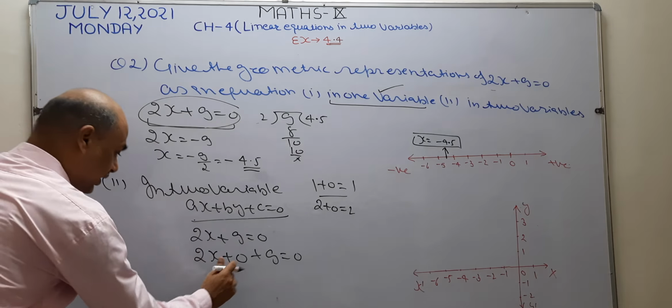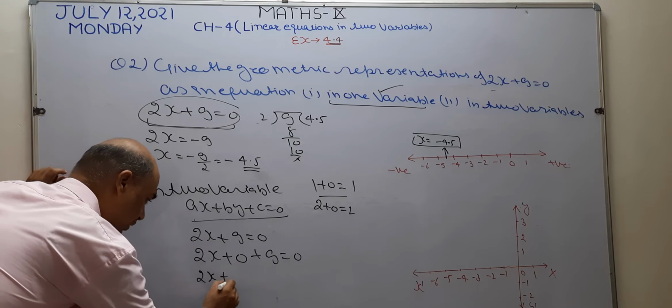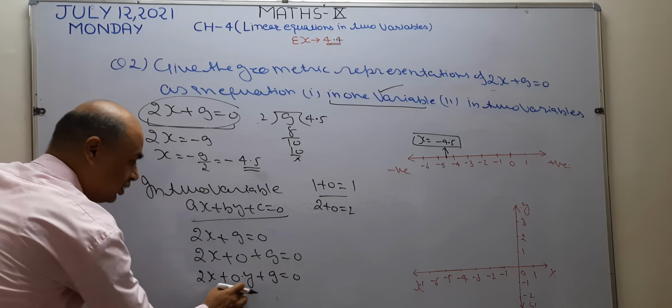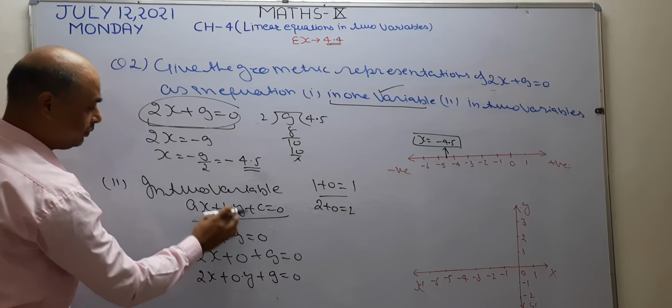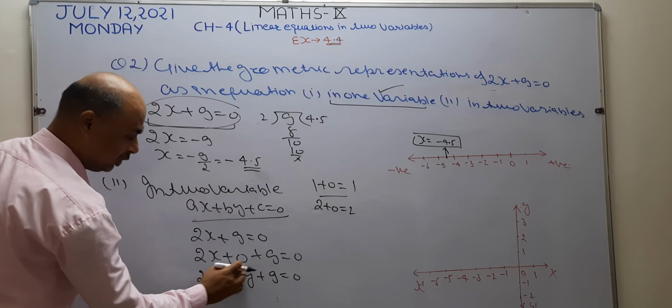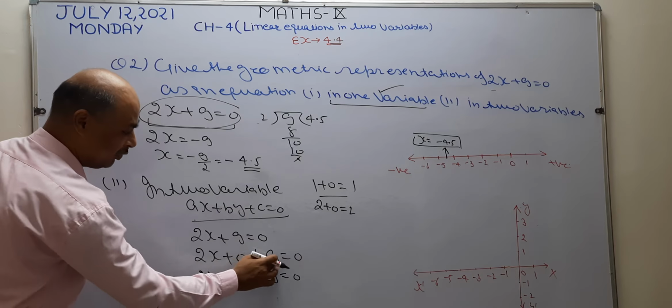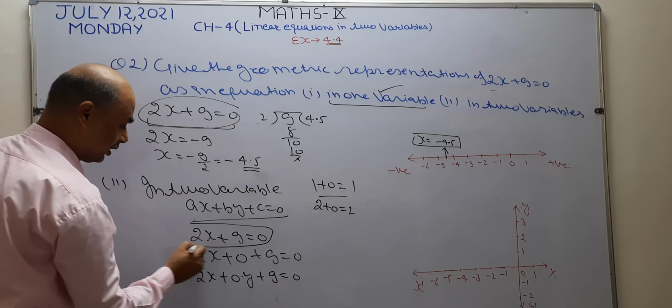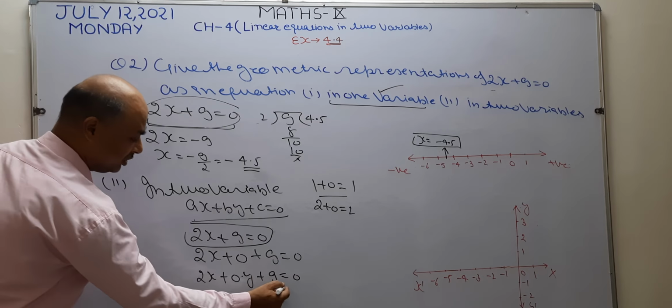And instead of 0, I write 0 into y, because 0 into something is 0. I take the y variable, the missing variable, and I write 0 and y here, instead of b. So 0 times something is 0. When we add 0 to 9, no change is there. And this equation can be written in its standard form.